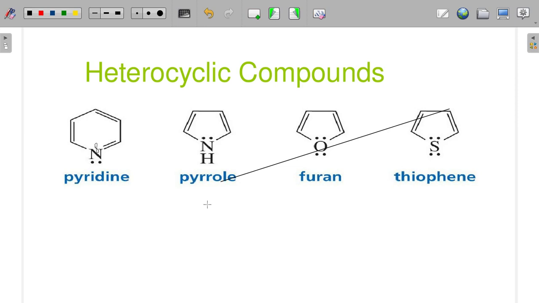Now, if I go bigger than pyrrole or furan and thiophene, so if I go to a 7-membered ring, let's see, 1, 2, 3, 4, 5, 6, 7, 8. I can't count, can I? Let me get rid of that. 7-membered ring. 1, 2, 3. And then I need 4 up here. That'll work. 1, 2, 3, 4, 5, 6, 7. That's better. And now I'll put a lone pair here, and I'll go around.